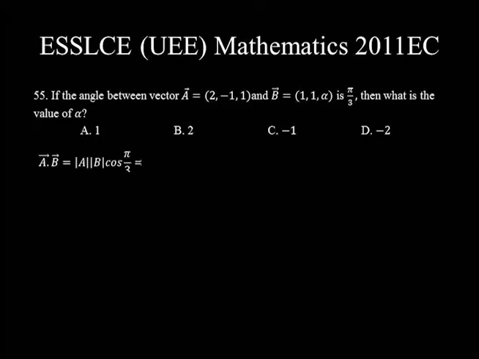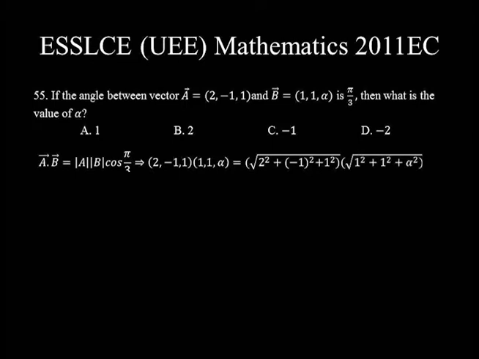This implies vector A, that's (2, -1, 1), times vector B, (1, 1, alpha), which is equal to the magnitude of A, that's the square root of 2 squared plus negative 1 squared plus 1 squared, times the magnitude of B, that's the square root of 1 squared plus 1 squared plus alpha squared, times cos pi over 3, which is 1 over 2.